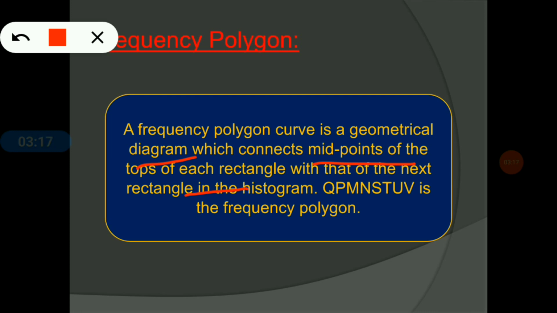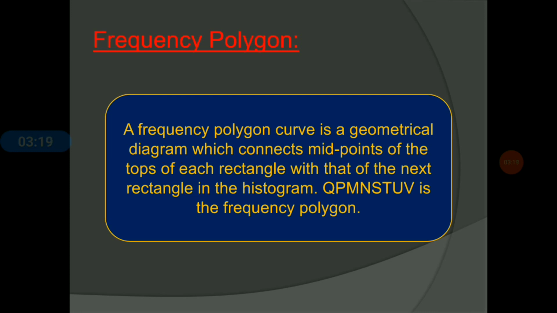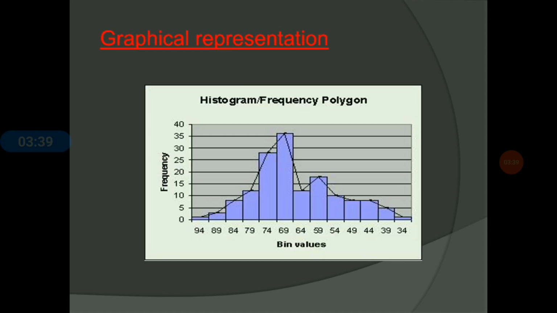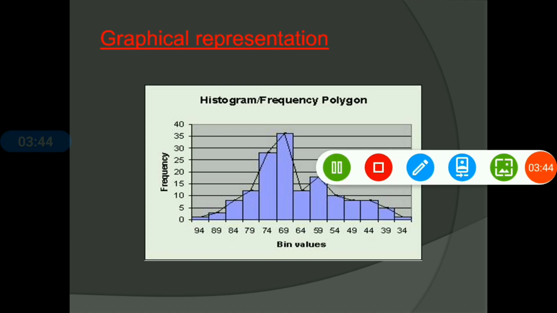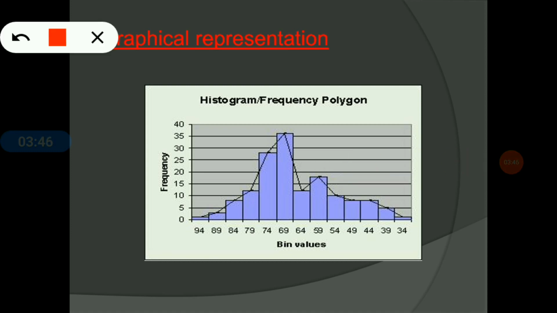Now showing the graphical representation of the frequency polygon. I think it is clear what a frequency polygon is: a geometrical diagram which connects the midpoints of all rectangular bars in the histogram. Now move on to the next slide, and here we can see the graphical representation of the frequency polygon. We measure frequency, so that is the cumulative frequency.